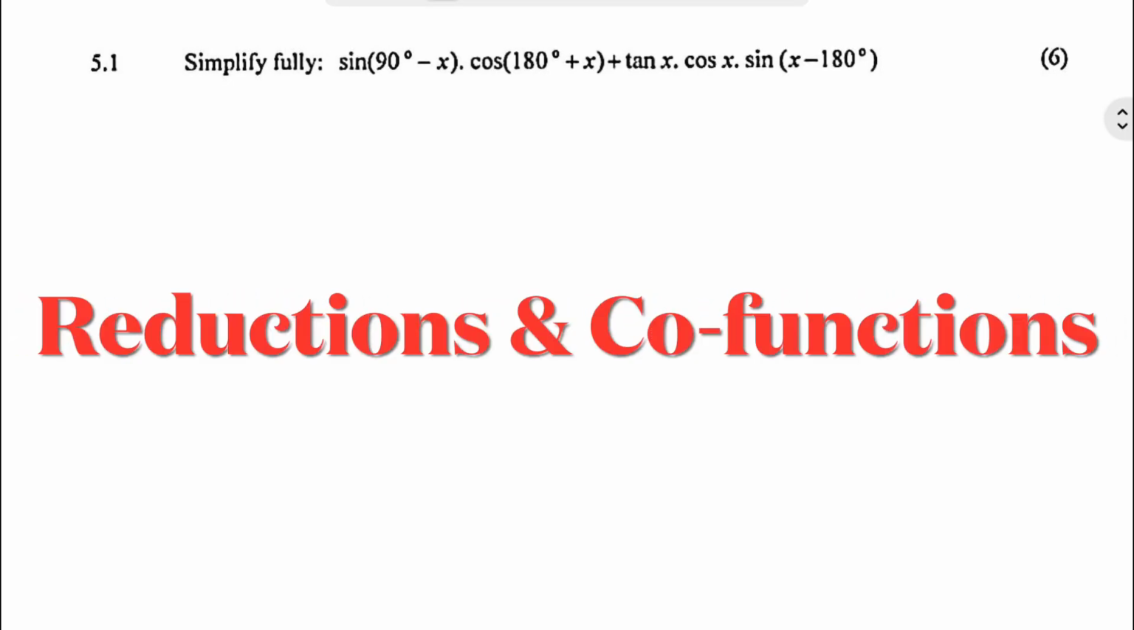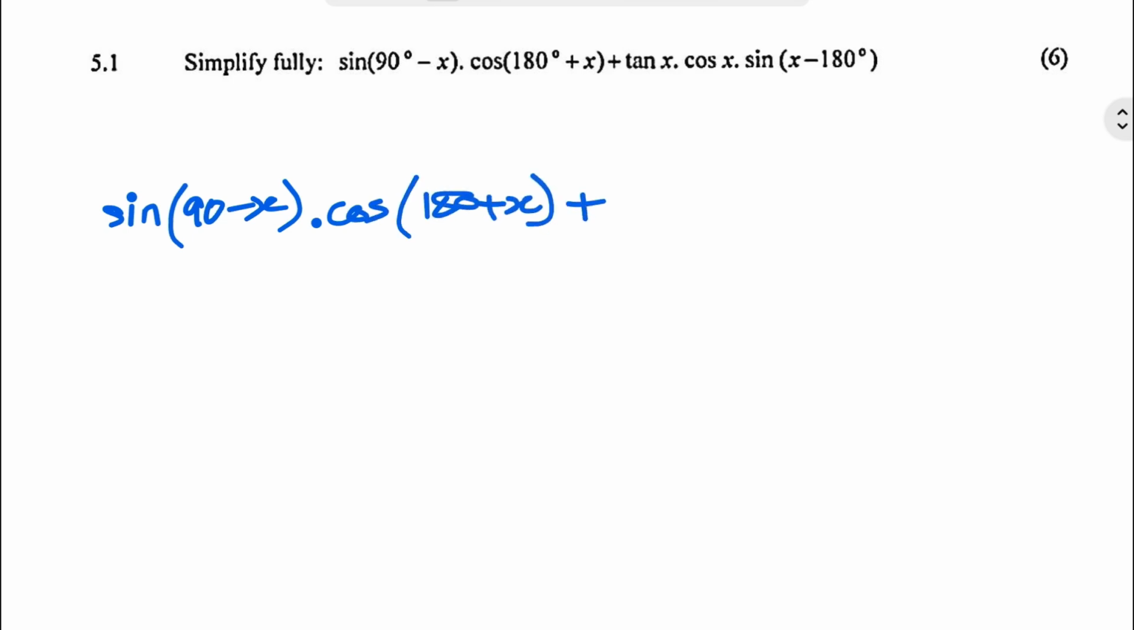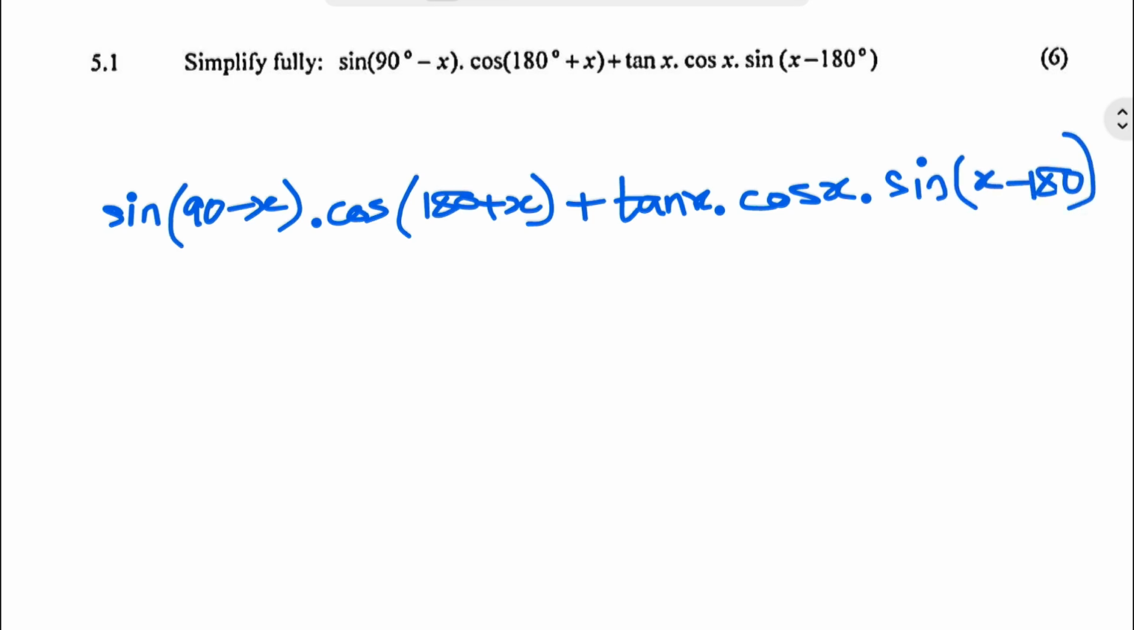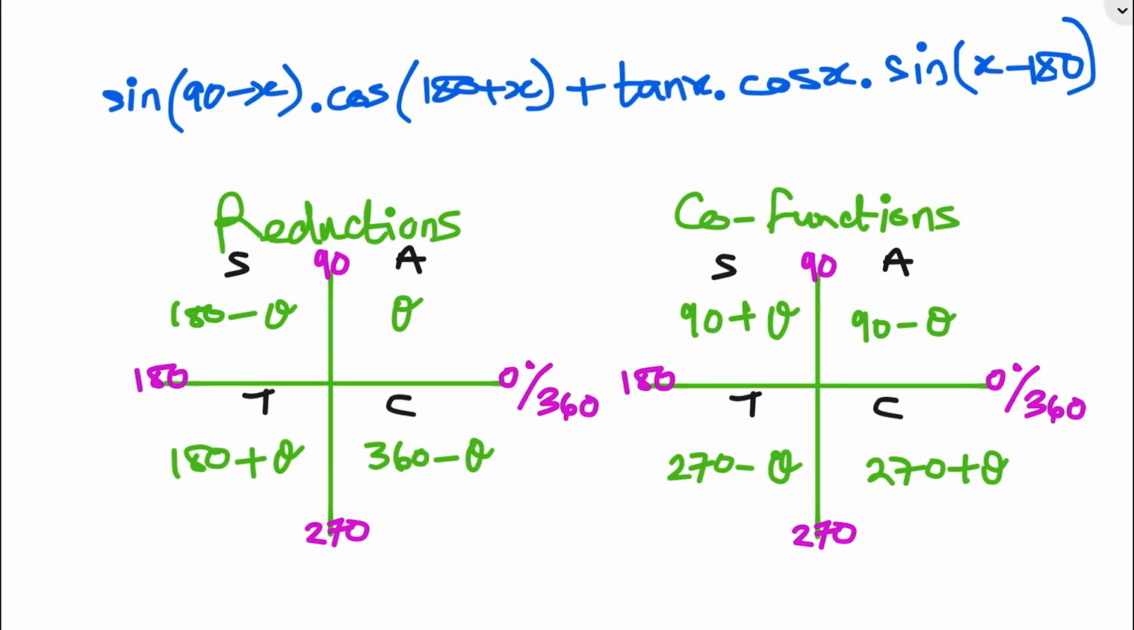Up here we have question 5.1. It says simplify fully: sine of 90 degrees minus x times cos of 180 degrees plus x, plus tan x times cos x multiplied by sine of x minus 180. What's important for you to remember here is your reduction tables and also your co-functions table.